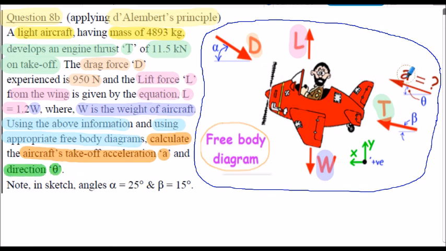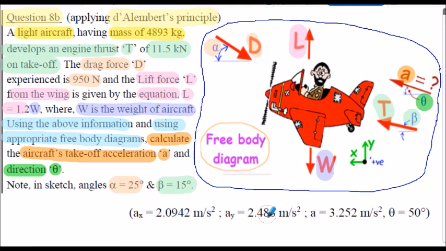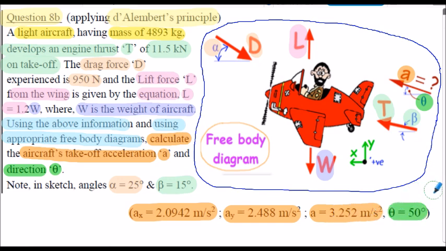So we're calculating the magnitude of the acceleration A and the angle theta the acceleration makes to the horizontal. Note we're given in the question, angle alpha is 25 degrees, that's the angle of the drag to the horizontal, and angle beta is 15 degrees, that's the angle of the thrust from the aircraft's engine relative to the horizontal. So I'd encourage you now to stop the presentation and try and attempt question 8b. For your reference, the answers are shown in the bracket here. I've stated the acceleration in the x direction, the acceleration in the y direction, and the resultant acceleration, and the angle the acceleration makes with the horizontal.